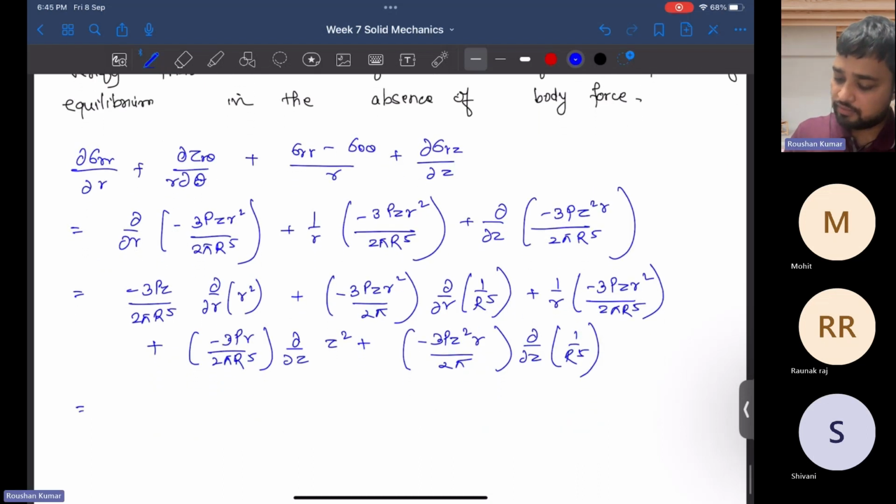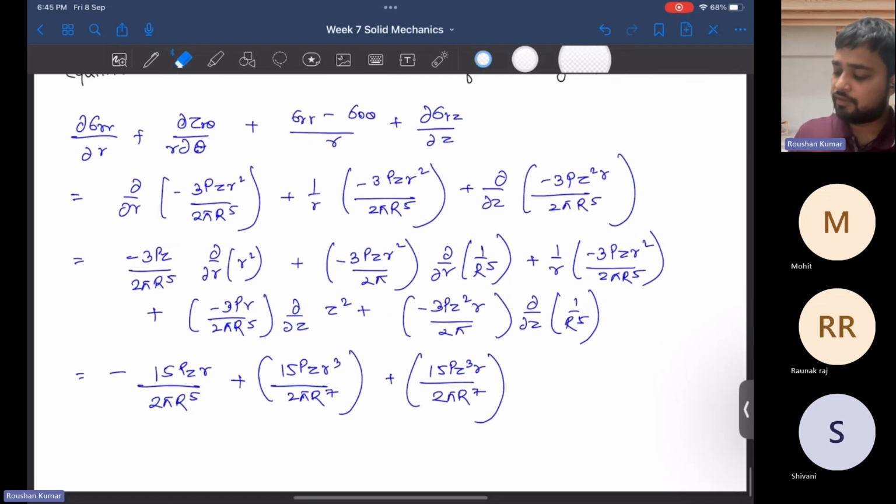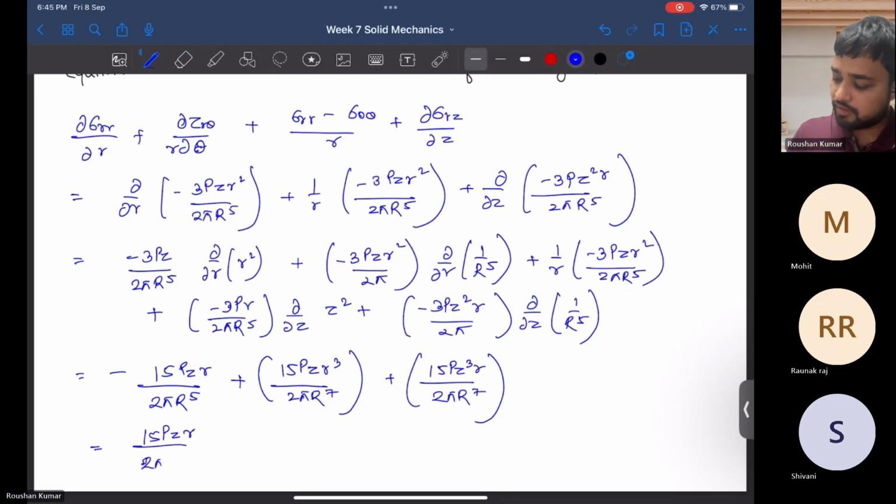So it will ultimately give, after manipulating and solving each term, minus 15pzr upon 2 pi r to the power 5 plus 15pzr cube upon 2 pi r to the power 7 plus 15pz cube r upon 2 pi r to the power 7, which is equal to, if we take common 15pzr upon 2 pi r to the power 5 from each term, plus 15pzr upon 2 pi r to the power 7. So the left term is r square plus z square.